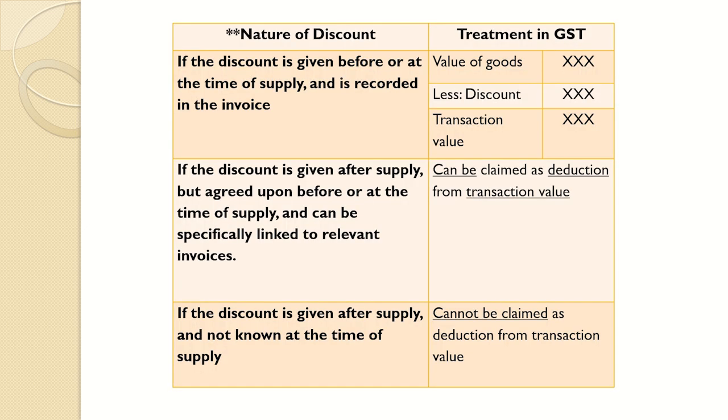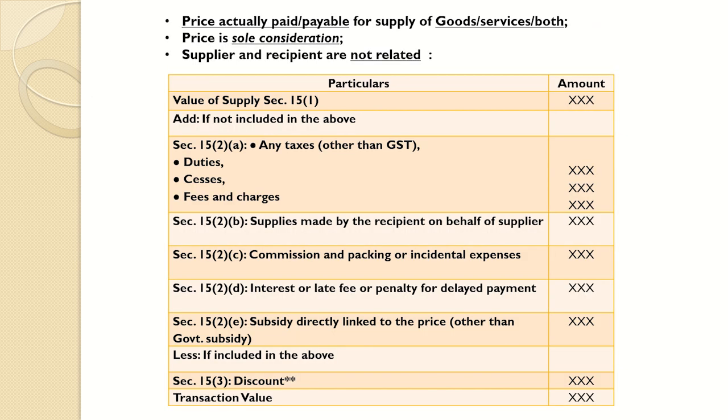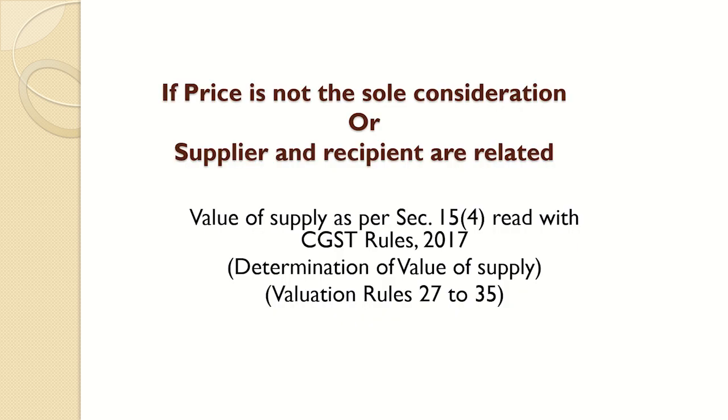Now, if we discussed in the first slide where the price is actually paid or payable and the price is sole consideration and supplier and recipient are not related, then you adopt this method. Where the price is not the sole consideration and the supplier and recipient may be related, then you have to find out the value of supply as per section 15.4 read with the CGST rules, also known as the valuation rules.